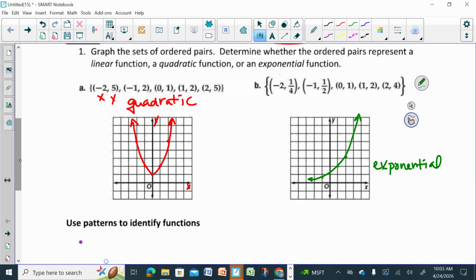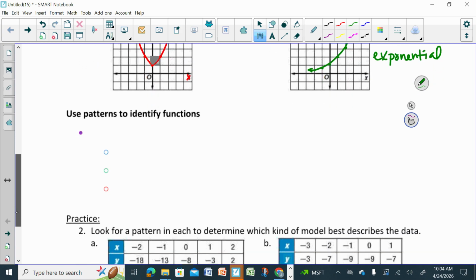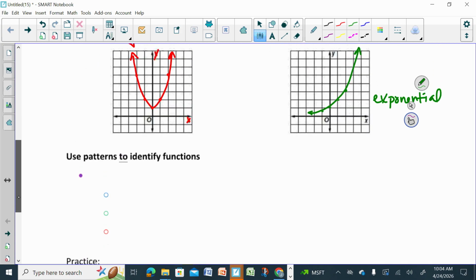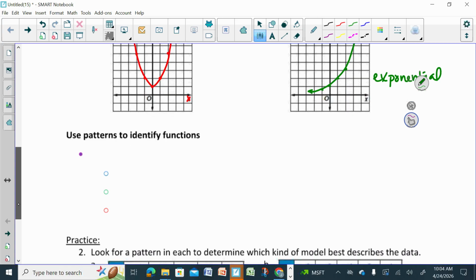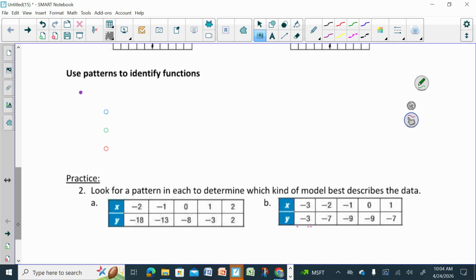The next part we're going to use when we try to write the equation and also do the same thing we did here, name them, but by looking at a pattern. So we're going to use a pattern to figure this stuff out. So the very first thing we're going to do is look for patterns in the y values.